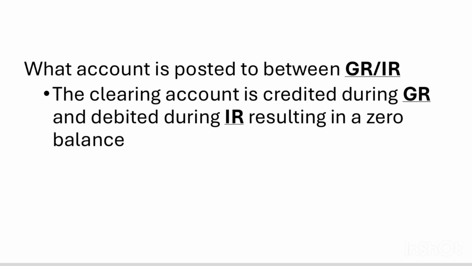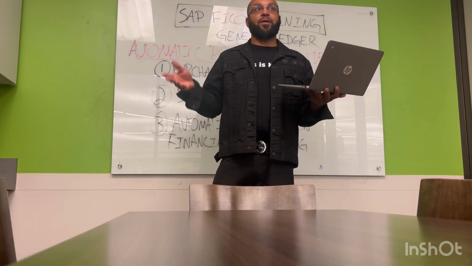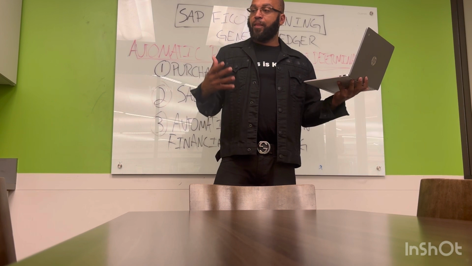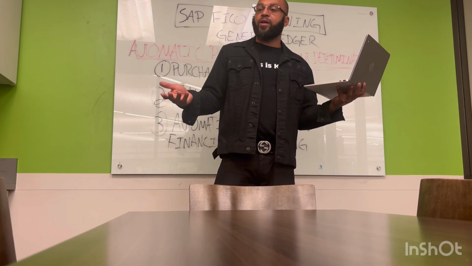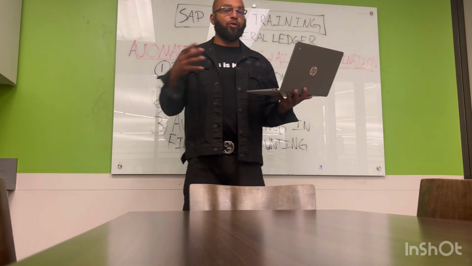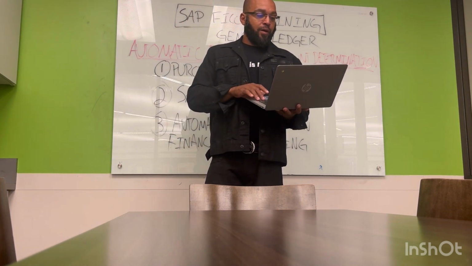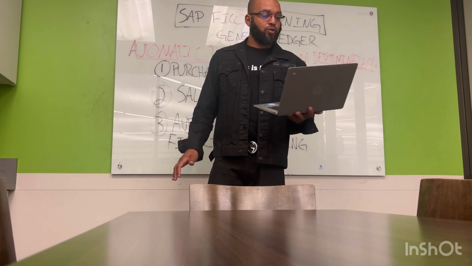What account is posted to between GRIR? The clearing account is credited during GR and debited during IR, resulting in a zero balance. And there'll be times where there's not a zero balance if some of the quantities are off. We were supposed to get 100 quantity from the vendor, but we got 95, right? And that'll create an imbalance there, okay? I'm not gonna go too deep into that.